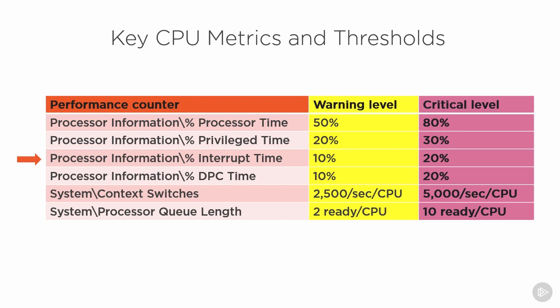There's other counters such as privilege time that you don't want to let grow above the thresholds you see, or interrupt time. There's DPC time for those deferred procedure calls that you want to avoid getting too much overhead also. There's then the system context switches, and finally the number of threads that are queued up waiting for a particular processor. If you have more than 2 threads ready, or in the critical level of 10 threads ready, you've definitely got a processor issue.